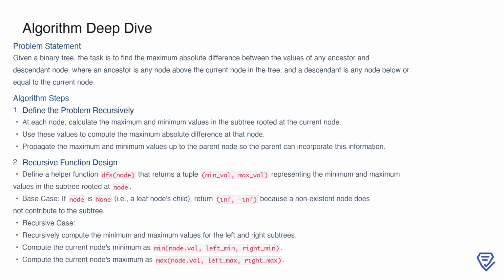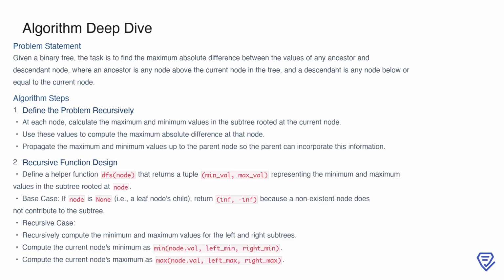At each node, we calculate the maximum and minimum values in the subtree rooted at that node. Using these values, we can compute the maximum absolute difference for that node. To ensure that the parent nodes can make use of this information, we propagate the minimum and maximum values up the tree during the recursive process. This way, every node has access to the necessary data from its children.